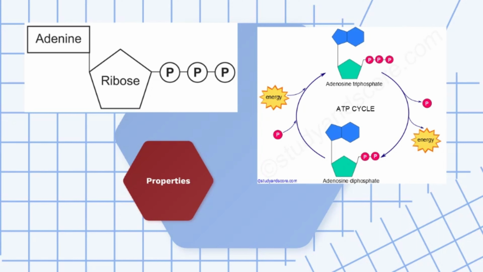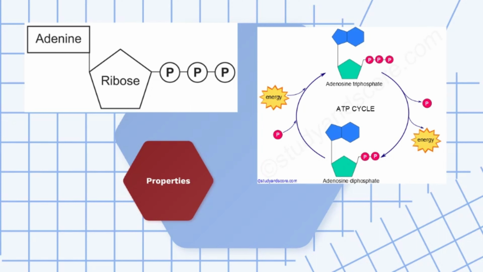The bonds are very unstable, and so they have a low activation energy, so they're very easy to break. And when the inorganic phosphate is released during the hydrolysis of ATP, it can be used to phosphorylate other compounds, often making them more reactive. And then finally, ATP can also be resynthesized. So the phosphate group can be re-added by a condensation reaction, so where a water molecule is released, and this reaction is catalyzed by an enzyme called ATP synthase.